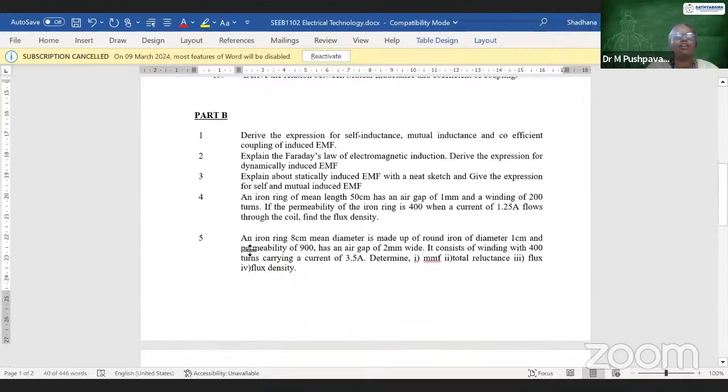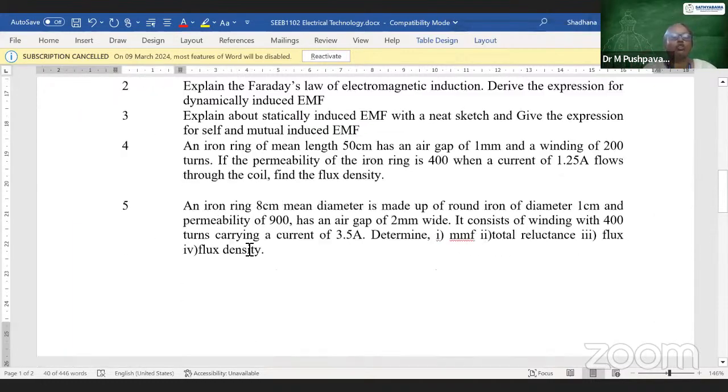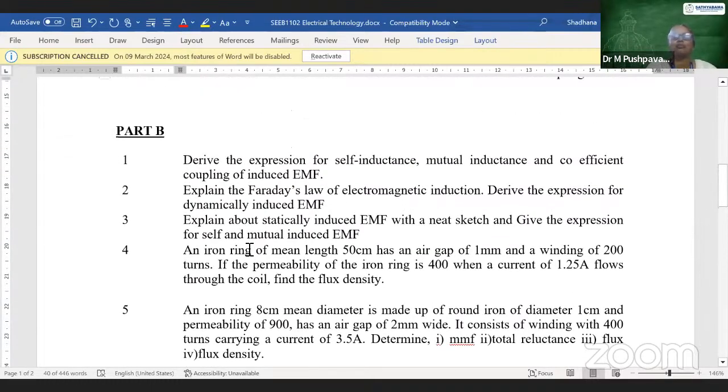But when you go with part B, I told you the probability questions are very less here. Derive the expression for self-inductance, mutual inductance, coefficient of coupling. All this comes under statically induced EMF. Then the second question is explain Faraday's law of electromagnetic induction. Derive the expression for dynamically induced EMF. That is, we have to derive all the Faraday's law.